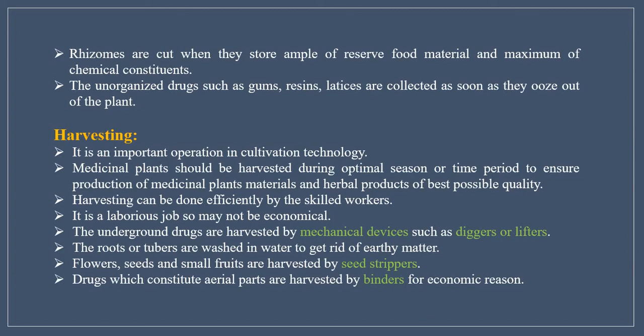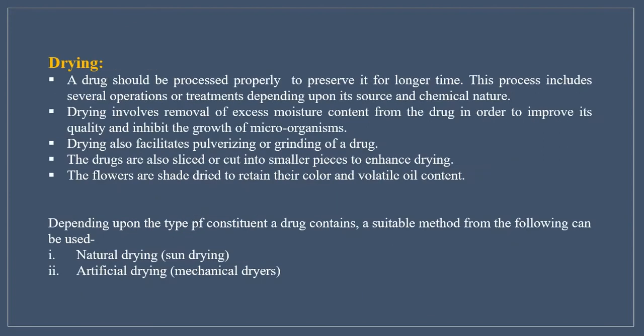Harvesting can be done efficiently by skilled workers. As it is a laborious job and many skilled workers are employed, it may not be economical. The underground drugs are harvested by mechanical devices such as diggers or lifters. The roots or tubers are washed in water to get rid of any earthy matter, soil, or anything that is attached to them. Flowers, seeds, and small fruits are harvested by seed strippers. Drugs which constitute aerial parts are harvested by binders for economic reasons.